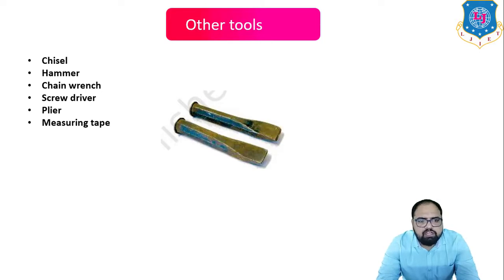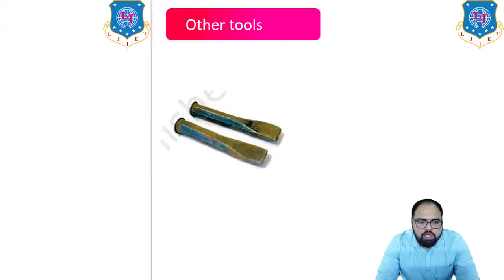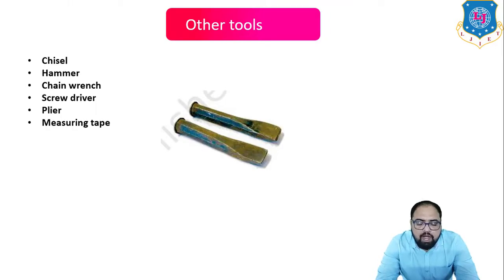Next, the other tools like chisel, hammer, chain wrench, screwdriver, plier and measuring tape. So let's discuss. First is the chisel. A chisel is made of hard metal and is mostly used for cutting concrete surfaces and making grooves in walls with the help of a hammer. Chisel is also used in masonry work.